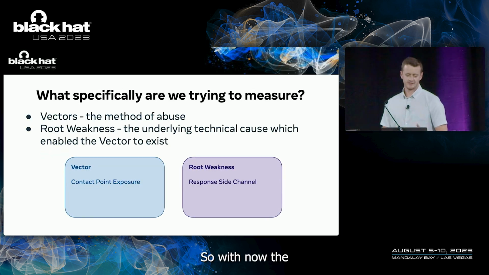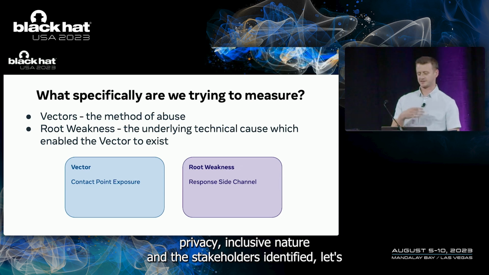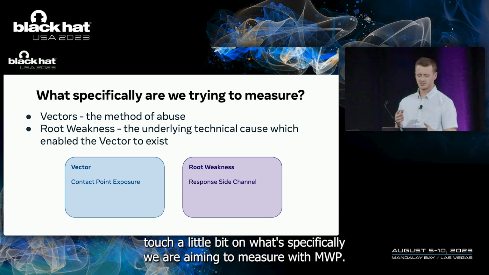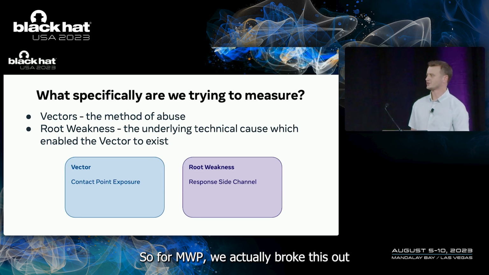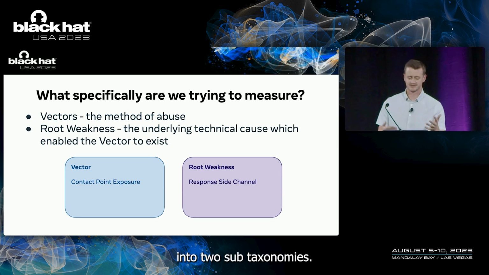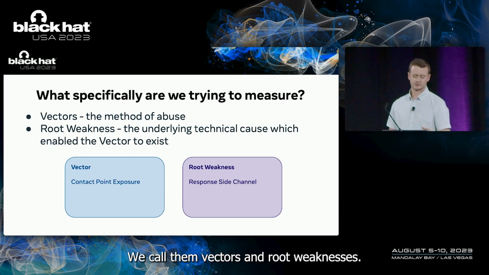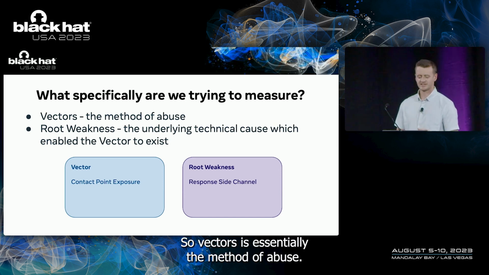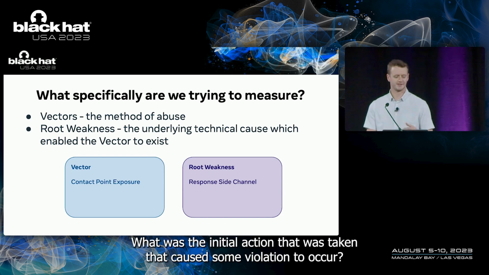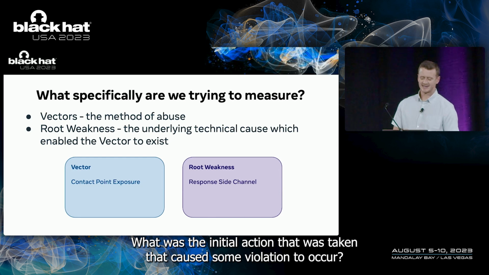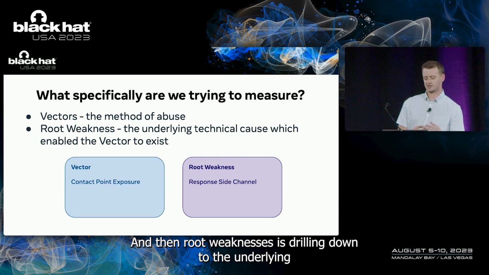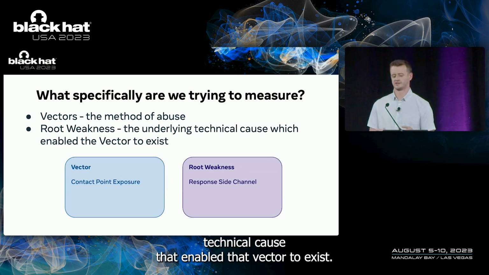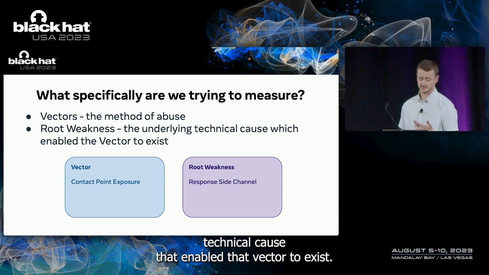So with now the privacy-inclusive nature and the stakeholders identified, let's touch a little bit on what specifically we are aiming to measure with MWE. So for MWE, we actually broke this out into two subtaxonomies. We call them vectors and root weaknesses. So vectors is essentially the method of abuse. What was the initial action that was taken that caused some violation to occur? And then root weaknesses is drilling down at the underlying technical cause that enabled that vector to exist.